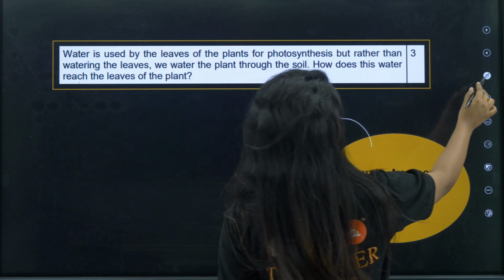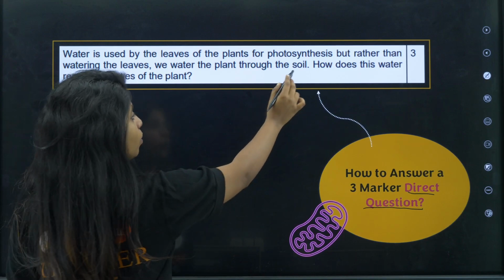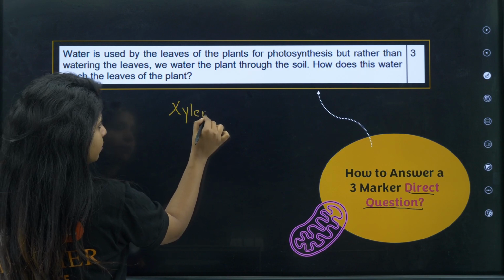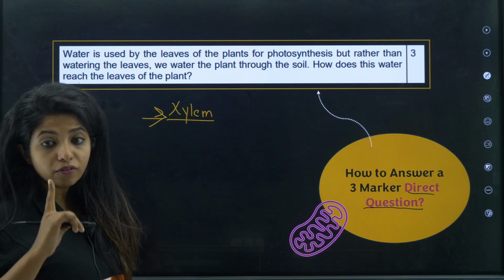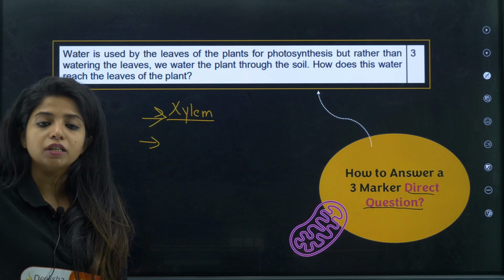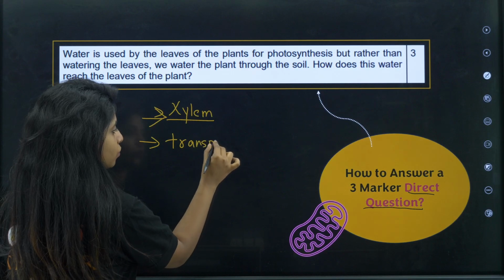So the first thing you have to explain is, what is the route for this? How does the water reach the leaves? Children, you know there is something known as xylem. Xylem takes in water. So you talk about xylem first. That should be your first sentence. Then you talk about the process. How is xylem able to take this water? Because what is happening, children? Transpirational pull is taking place over here.